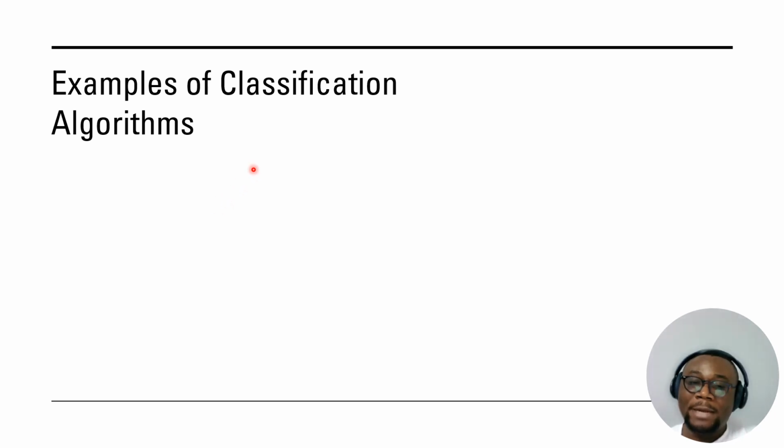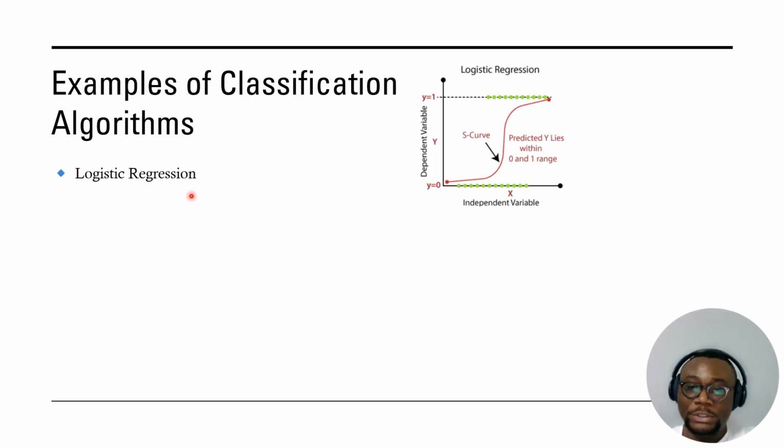Now, a good example of a classification problem is logistic regression. Logistic regression again is the simplest example of a classification problem.